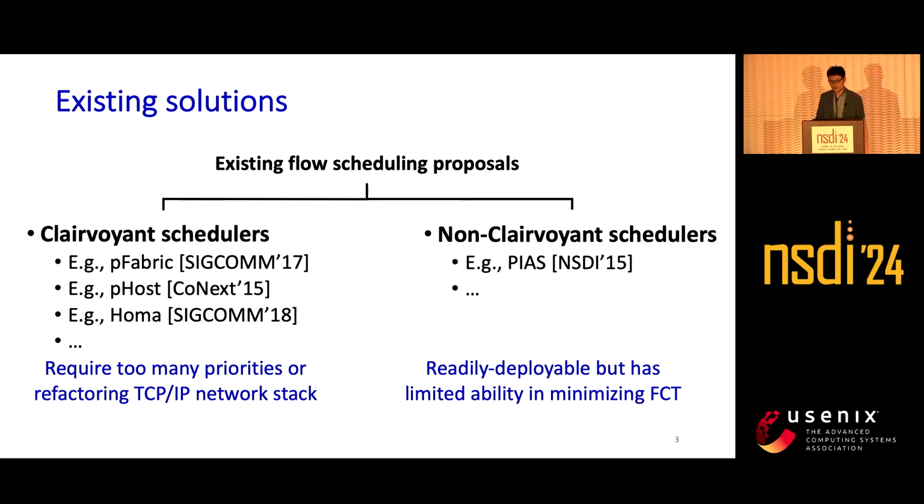Another line focuses on non-clean-slate flow scheduling. It doesn't rely on precise flow size information and simply estimates the flow size based on the bytes sent. This approach may be easy to implement, but it cannot separate the small flows from large ones from the beginning of the transmission, so it has a limited ability to minimize the FCT.